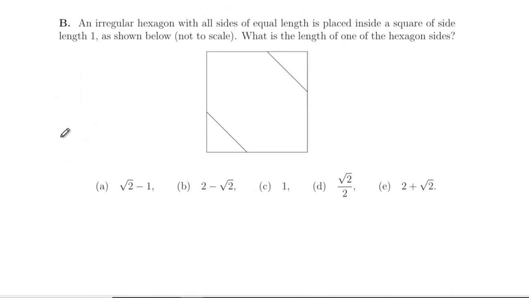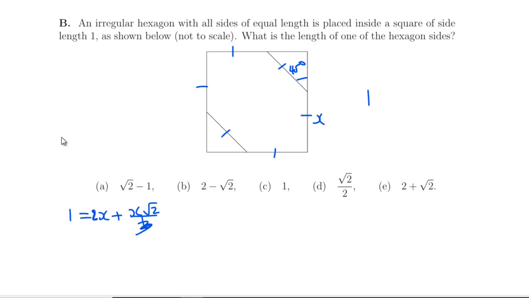Question B: an irregular hexagon with all sides of equal length is placed inside a square of side length 1, as shown below, not to scale. Yeah, it does look a bit wonky. What is the length of one of the hexagon sides? Right, so these are all the same. So we've definitely got symmetry here. So that's going to be 45 degrees. Length 1, we make the hexagon side x. So we're saying that 1 is equal to x plus x cos 45, so x root 2 over 2.